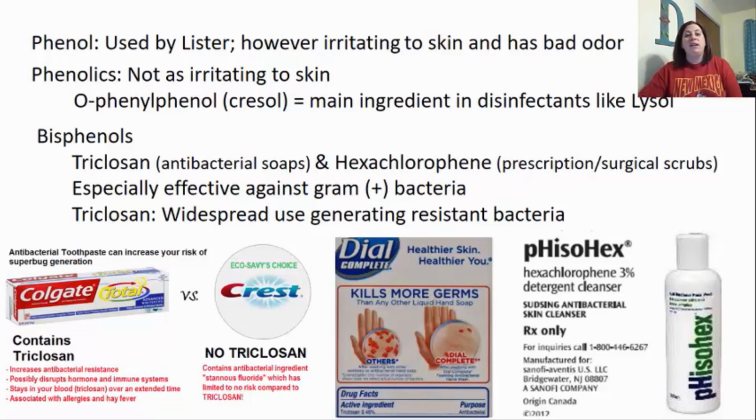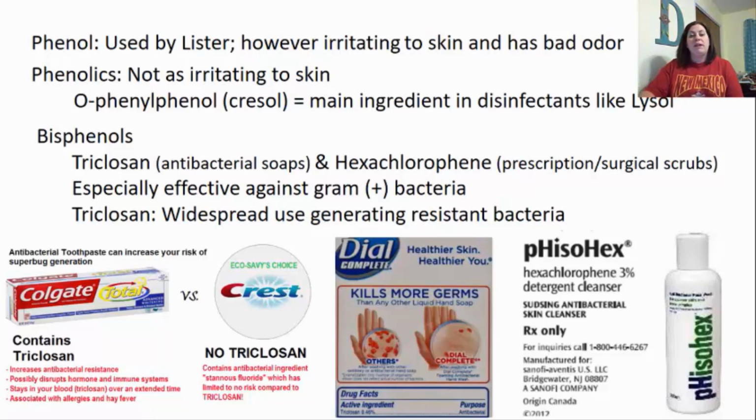And then the bisphenols are like the triclosan. This is in antibacterial soaps. We also have the hexachlorophene. This is found in some prescription or surgical scrubs. And this is especially effective again against the gram-positive bacteria. We see triclosan, if you look in these pictures, can also be used in toothpastes. All right, so if you look here in the toothpaste, you can see Colgate has that, whereas Crest does not. One issue with using the triclosan too much is that if it's used in a widespread way, it can generate resistance of bacteria. So we have to kind of be careful on that use as well.